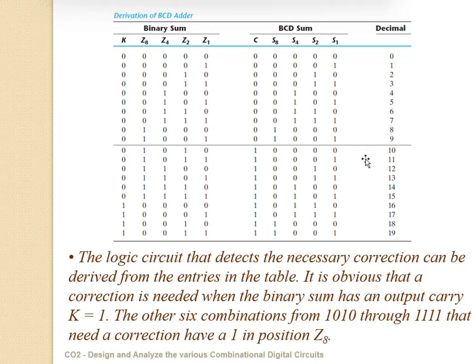The logic circuit that detects the necessary correction can be derived from the entries in the table. It is obvious that the correction is needed when the binary sum has output carry K equal to 1. So the sums starting from 1010 through 1111 that need a correction have a 1 in position Z8.